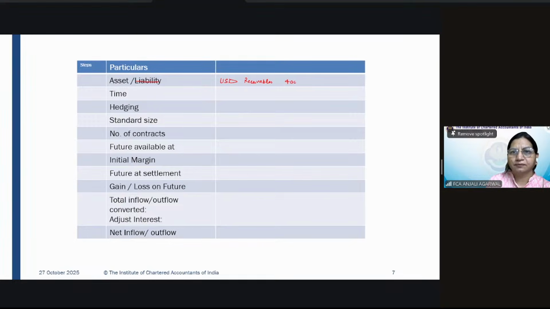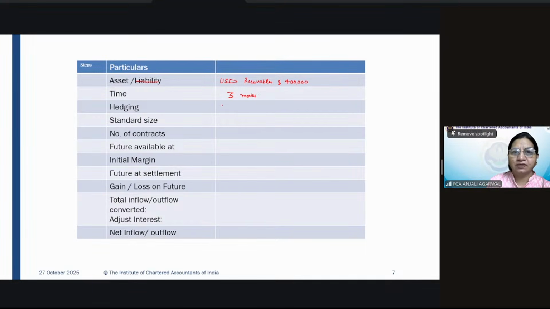400,000. Time 3 months. So what is the hedging technique you will use in futures?